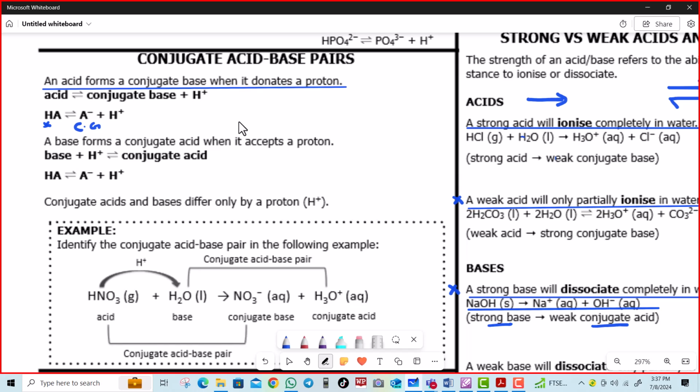Then a base forms a conjugate acid when it accepts a proton. So the base plus a proton gives us the conjugate acid. I'm going to show an example shortly. Now, conjugate acids and bases differ only by a proton. Take an example here, guys.